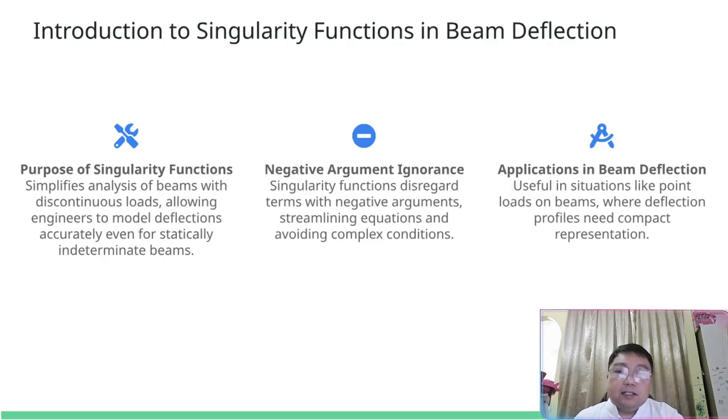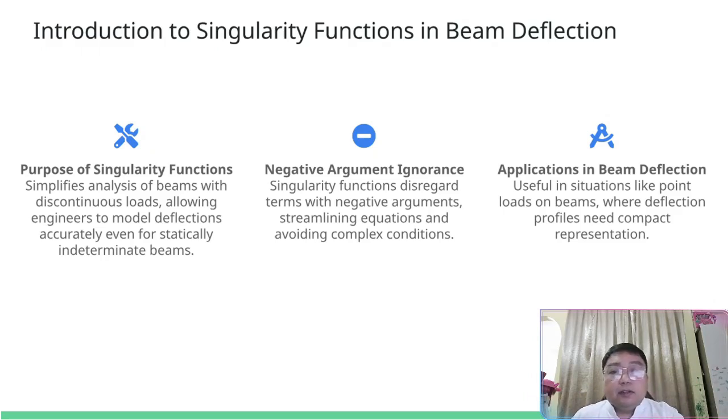What is a discontinuous load? Imagine you have a beam like my hand here. It will act as a beam, and then I bend my finger here. This part is discontinuous. This is the place where the singularity function will be calculated, like this.